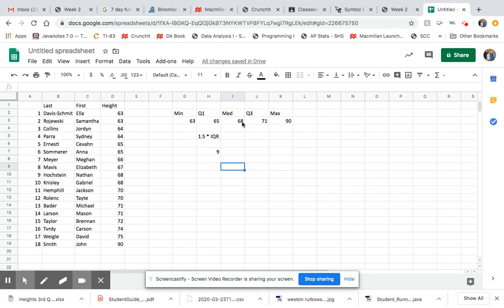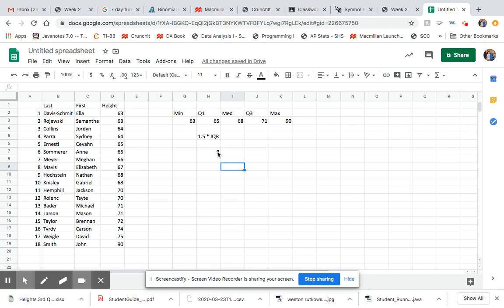Okay, so if I take that 1.5 times my IQR, and again, my IQR is 71 minus 65, sorry about that, is equal to 6. Take that times 1.5, I get 9. I take that 9 away from quartile 1, so 65 minus 9 is equal to 56. If I had any numbers smaller than 56, I'd call it an outlier. But my smallest number is 63, so that's not an outlier.